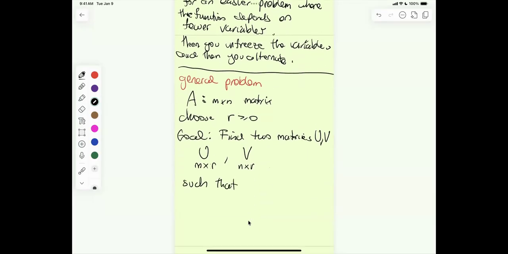okay, and here's my function. So you see, I'll think about it as a function of the two matrices U and V, f of U comma V, which is 1/2. Well, let me write it like this, actually. It's minimal.